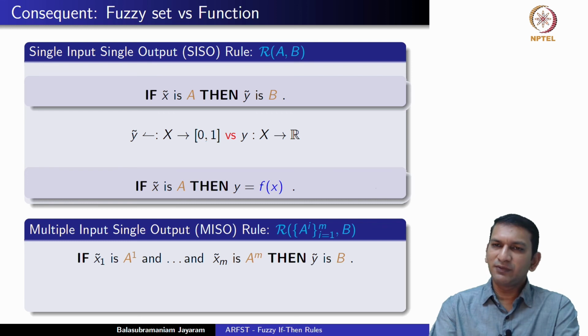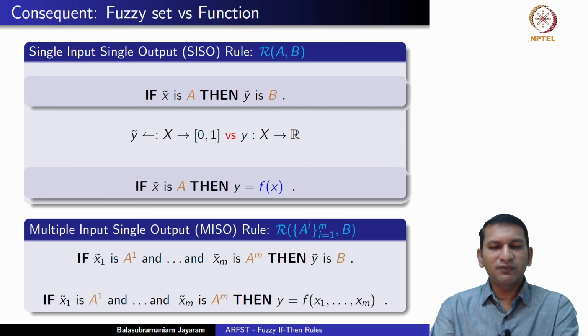This is the normal thing that we have seen, where y tilde is b. That means y tilde is a linguistic variable assuming a fuzzy set. But you could also have TSK type fuzzy rules here in the case of MISO, multiple input case, where y now is a function of x1 to xn. That means values coming from the Cartesian product of its input domains.